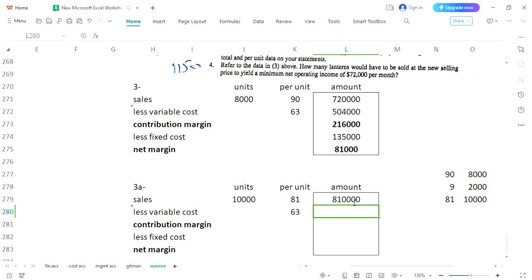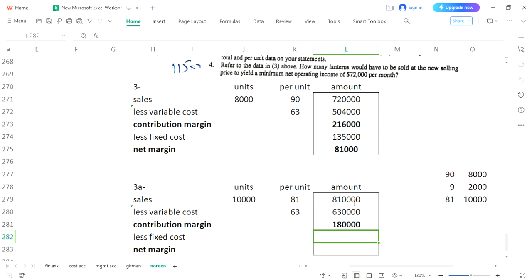Now it's time to calculate variable cost by multiplying units into per unit. Units are 10,000 and per unit variable cost is 63. So here you have calculated your variable cost. It's time to calculate your contribution margin by subtracting variable cost from the sales. Amount of sale is 8,10,000 and you will subtract your variable cost, which is 6,30,000. Contribution margin has been calculated.